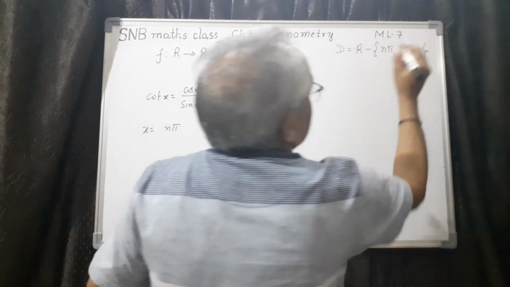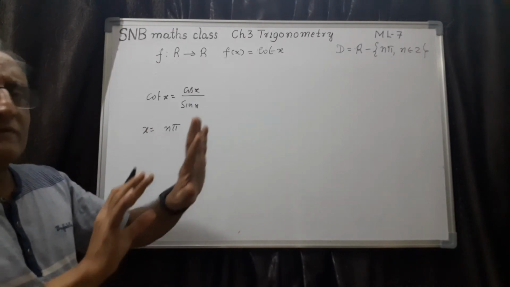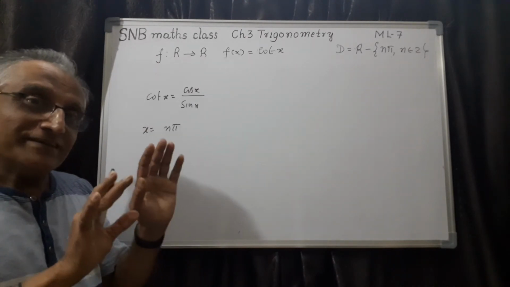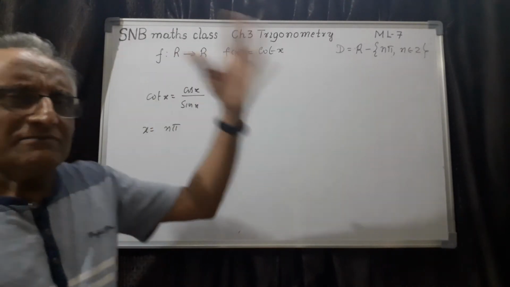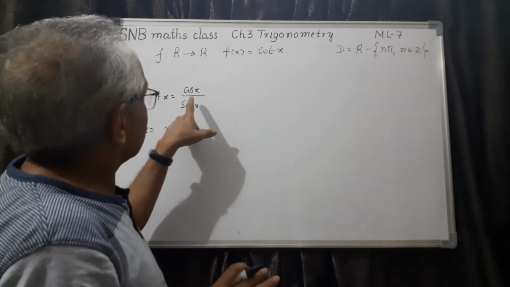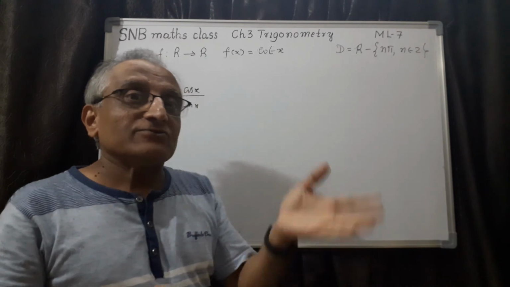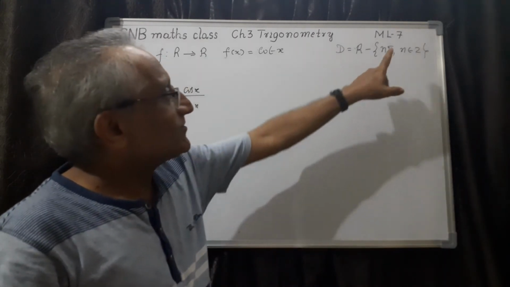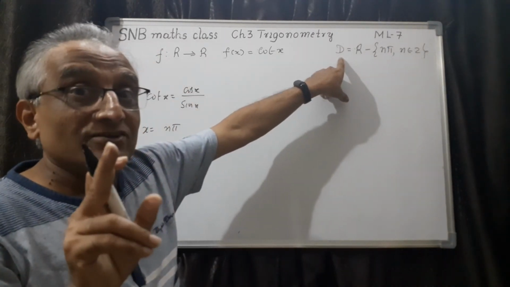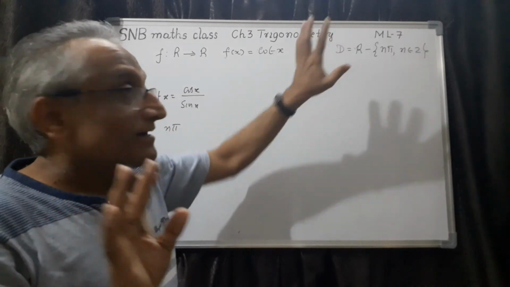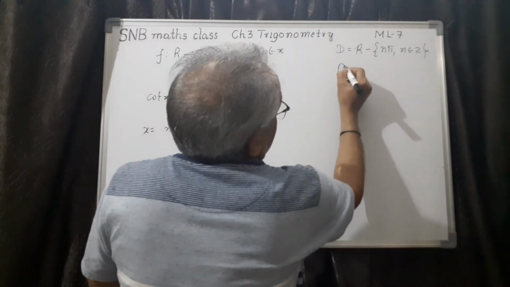See, students, please note, don't memorize anything. This is what I have been telling you. You need not remember anything here. Understand what is cot x. It is cos x by sin x. Wherever sin x is 0, it is not defined. Those values you have to remove. That's all. So, the domain of this is the same as the domain of cosecant x. You can check. And the range is R.